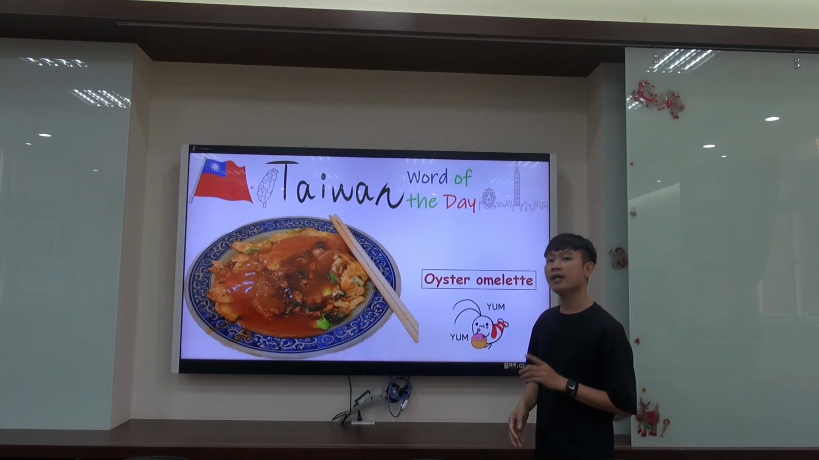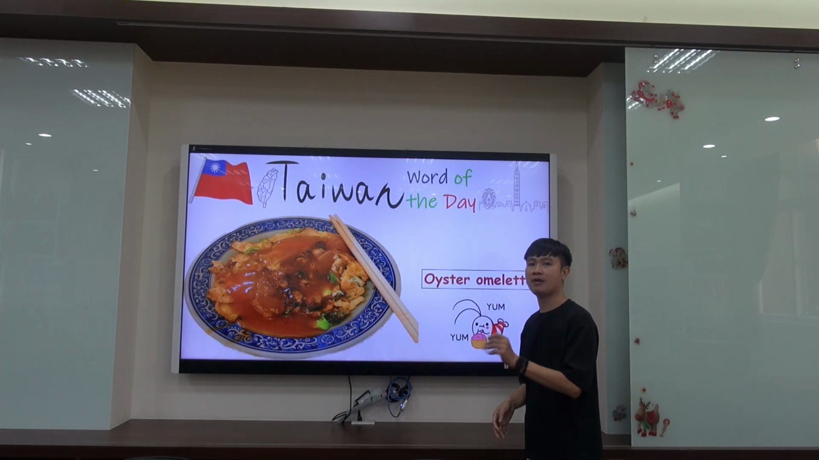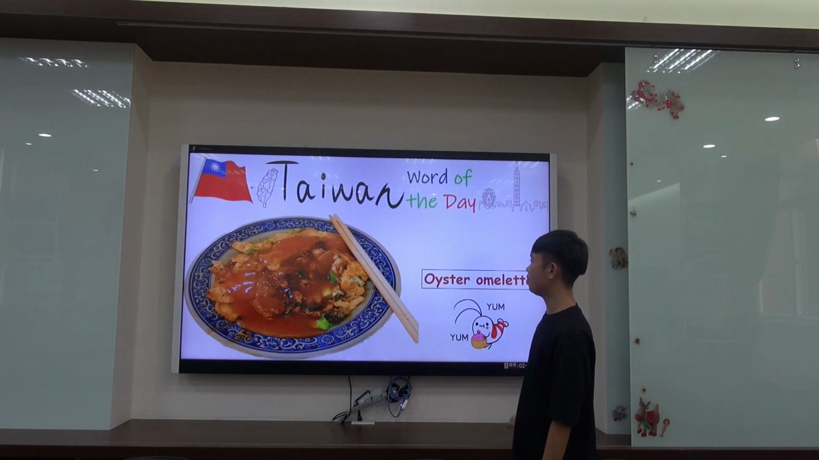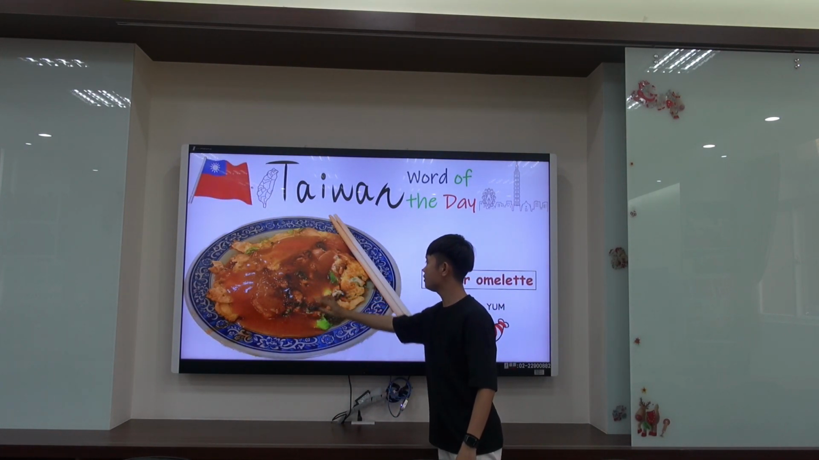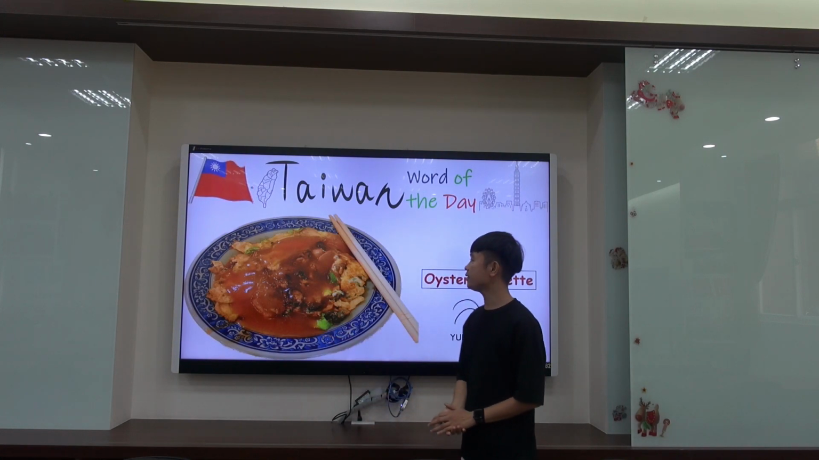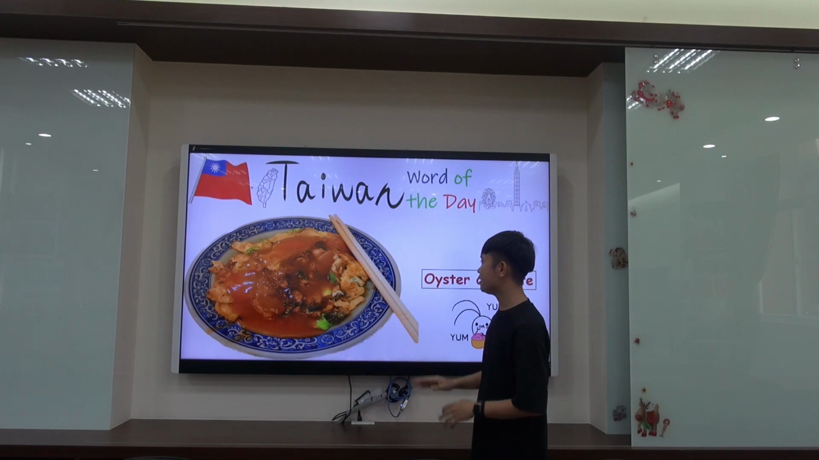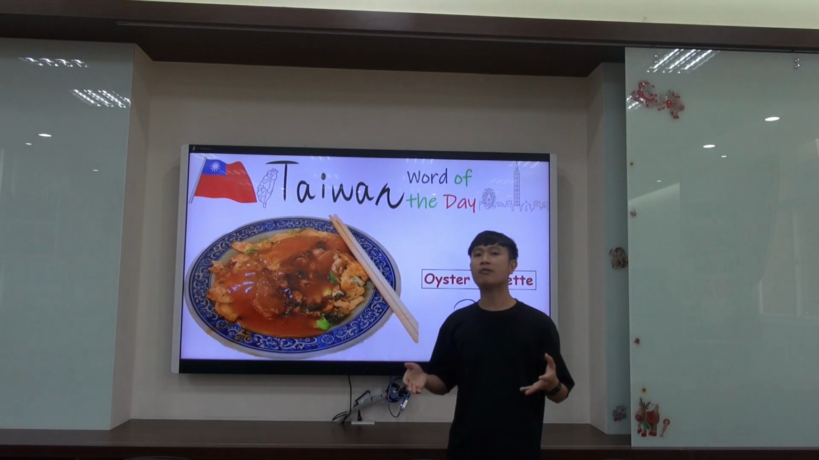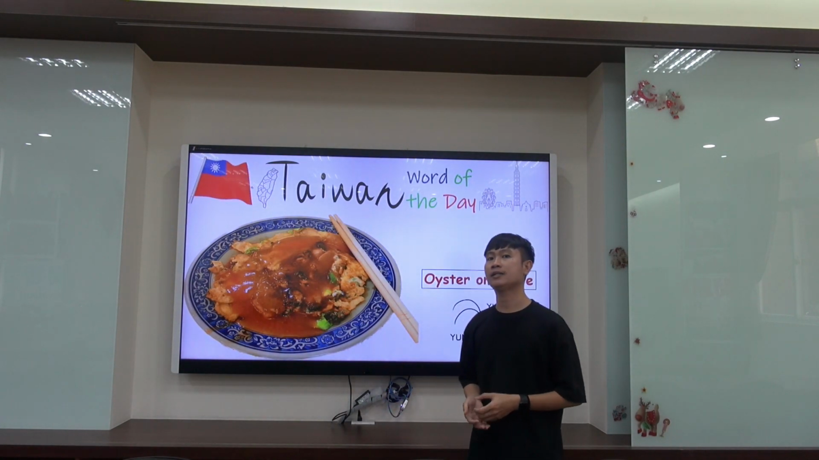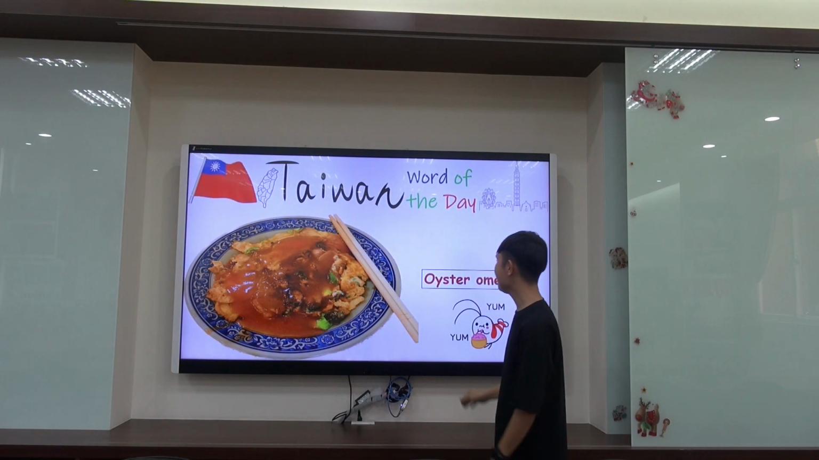Oyster omelette is a Taiwanese night market favorite. It is made of eggs, starch, vegetables, and fresh oysters. It is savory and crisp, and it has constantly been ranked by many foreigners as the top dish from Taiwan. Okay?